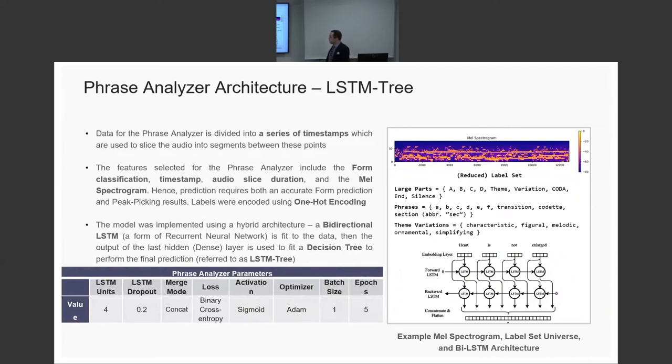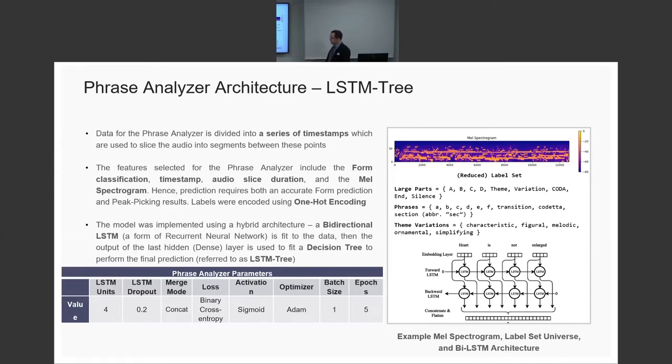So the phrase analyzer architecture, which we dubbed LSTM-Tree: the data for the phrase analyzer is divided into a series of timestamps, which are used to slice the audio into segments between these points. The features selected for the phrase analyzer include the form classification, the timestamp, the duration of the audio slice, and the mel spectrogram of that audio slice. So prediction requires both an accurate form prediction and peak picking results, which increases the difficulty of the task.